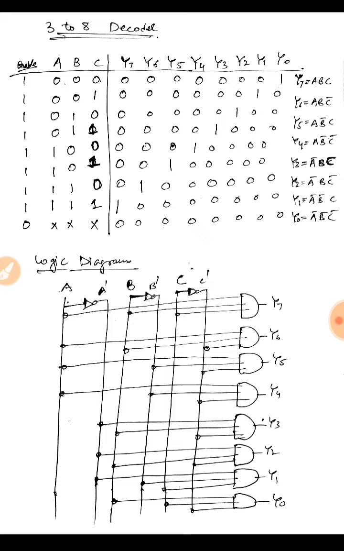So these are the basics of encoders and decoders. I hope you understand. Thank you very much.